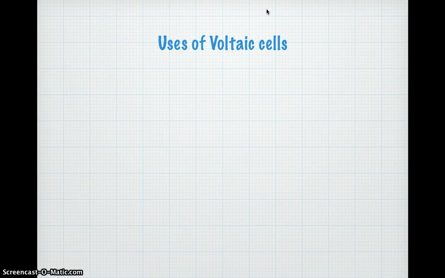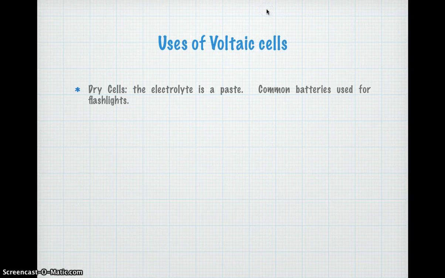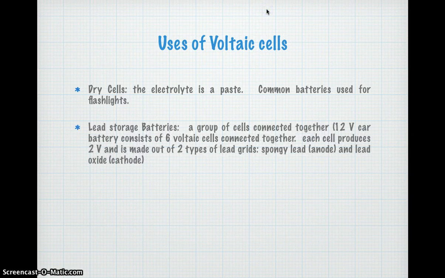Now the uses of the voltaic cell, of course, are dry cells. The electrolytes in dry cells are made out of paste. We're talking about batteries, which are used for flashlights. Now, they're not alkaline batteries. Alkaline batteries are a little bit different. If you're interested in the alkaline battery and how it's different than a dry cell battery, section 21.1 will deal with that, and you can take a look at it, but it's not something that we need to focus on.